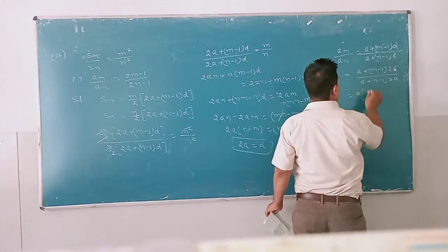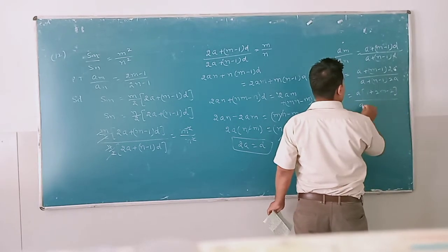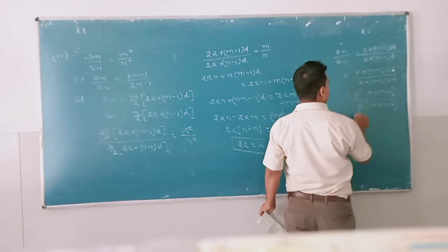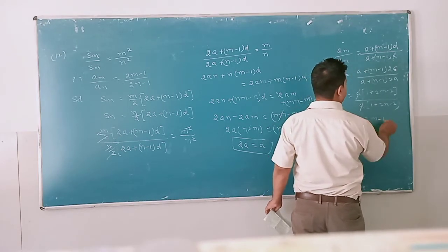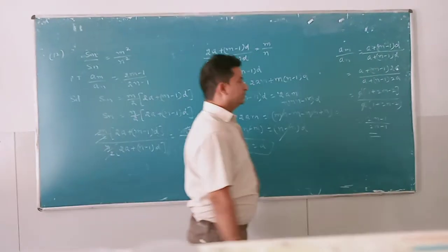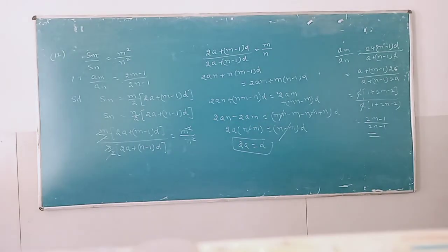take a common, then 1 plus 2m minus 2 gives 2m-1. Take a common, 1 plus 2n minus 2 gives 2n-1. The a cancels out. This is 2m-1 and this is 2n-1. This is the ratio of the mth to the nth term of the AP.